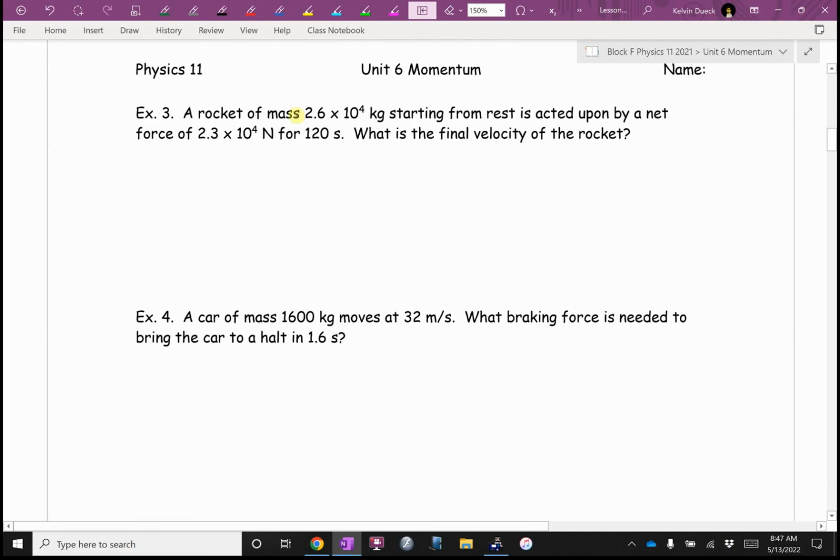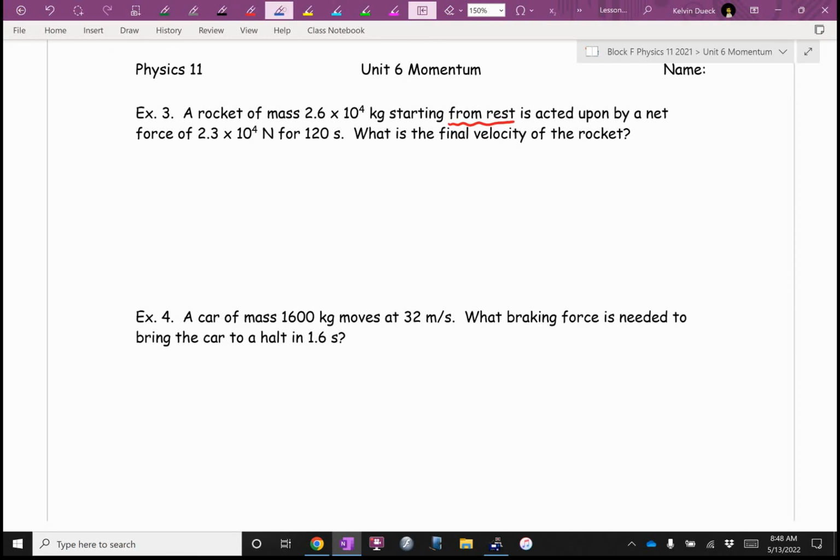Example 3. A rocket of mass, blah, blah, blah, starting from rest, I could probably mentally underline from rest, is acted upon by a net force of that for 120 seconds. What's the final velocity of the rocket? Okay. Look up, put your pencils down, don't write this down. Eric, what is this asking me to find?